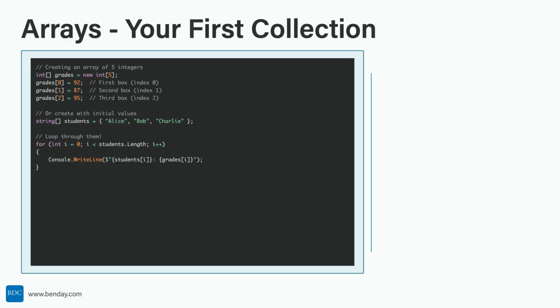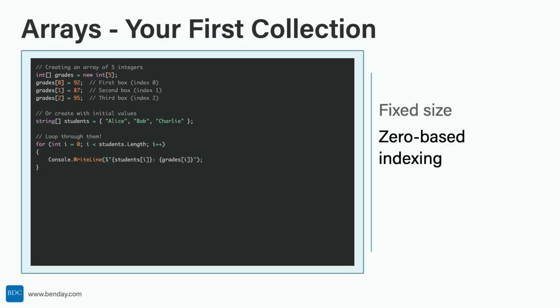Arrays are like a row of storage boxes. You decide how many boxes you need up front, and each box gets a number starting from 0. When you create an array with new int[5], you're saying I need exactly 5 boxes. That size is locked in. You can't add a 6th item later. This confuses everyone at first.